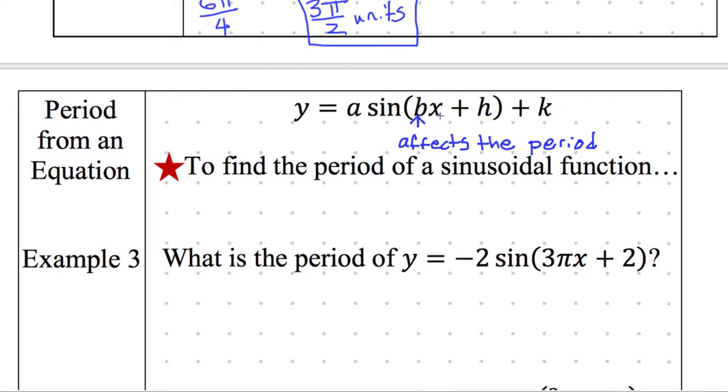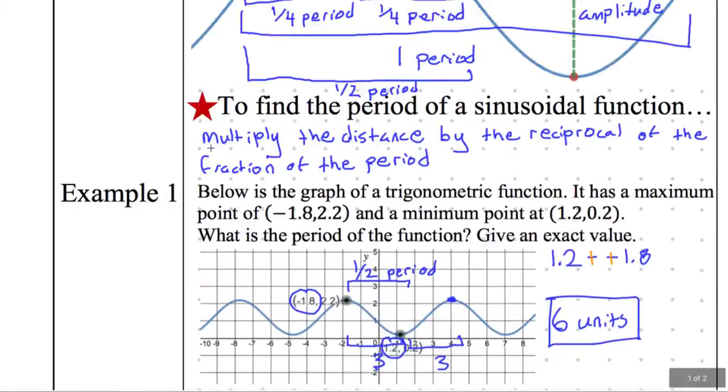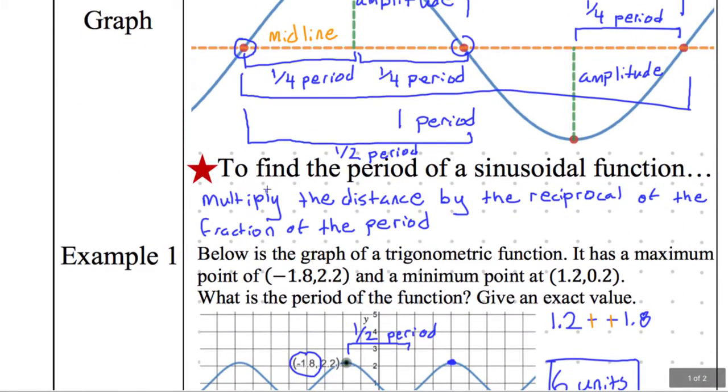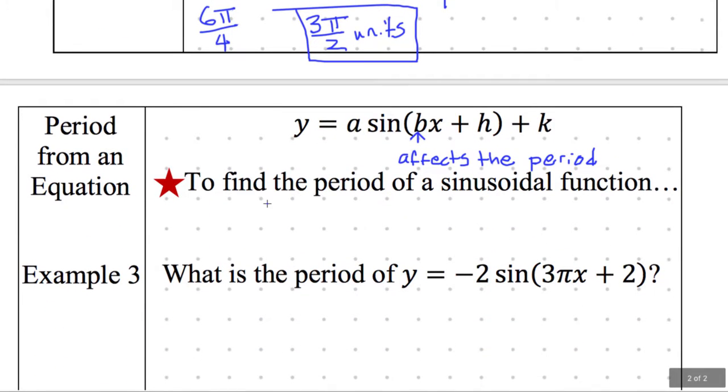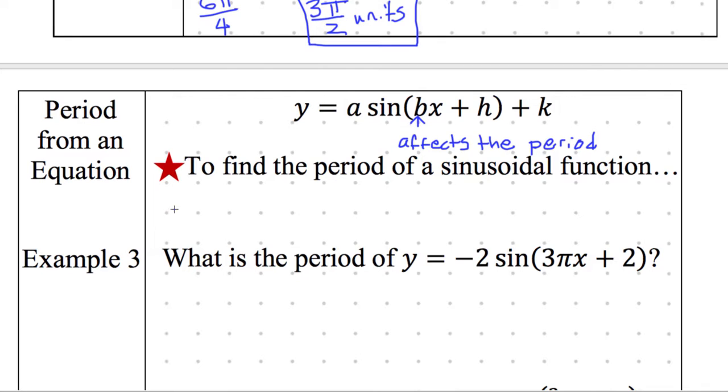So if you're looking at the equation, look at the number attached to x. Ignore everything else. That's the only number that you need. So the other thing that you need to have in your summary, again, the first thing that you had in your summary was you needed to multiply the distance by the reciprocal of the fraction of the period. To find the period for an equation this time, we just do this. The period, we'll just say P for period, is equal to 2 pi divided by that B.